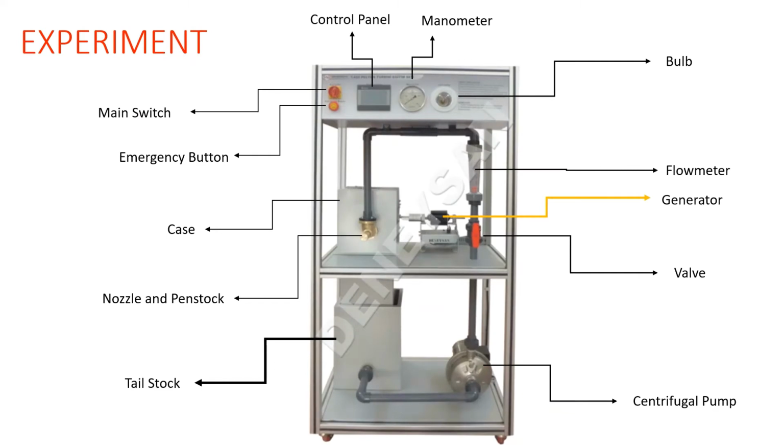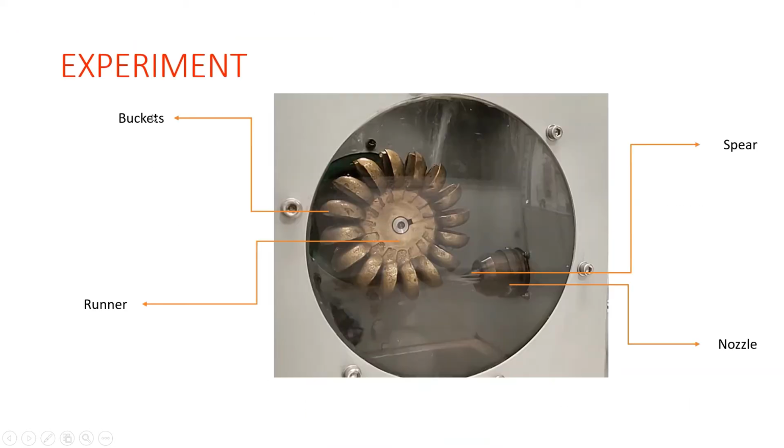These are the elements of the experiment setup. It can be seen in this figure: control panel, manometer, bulb, flow meter, generator, valve, centrifugal pump, tailstock, nozzle and penstock, case, emergency button, and main switch. On the left side of the experiment setup, we can see the Pelton turbine wheel and the buckets in here, the runner in here, the spear, this is the spear, and this is the nozzle.